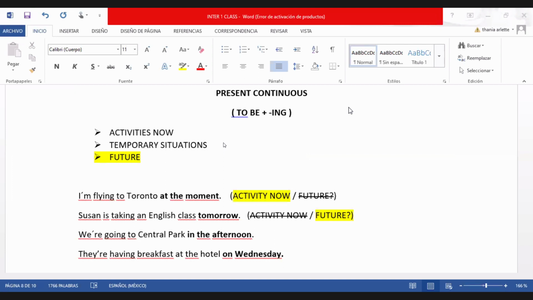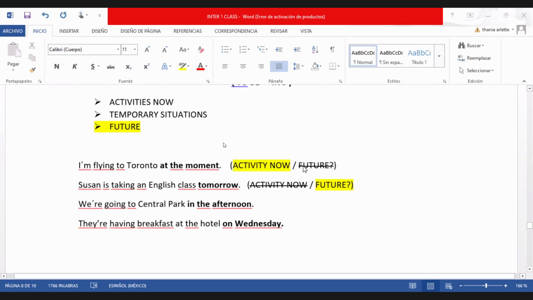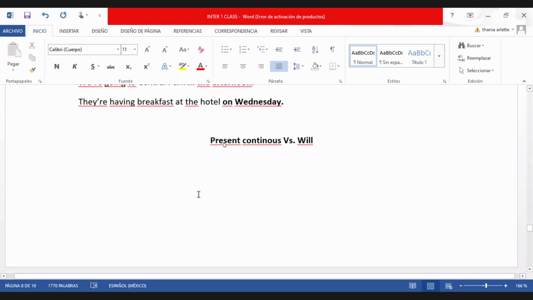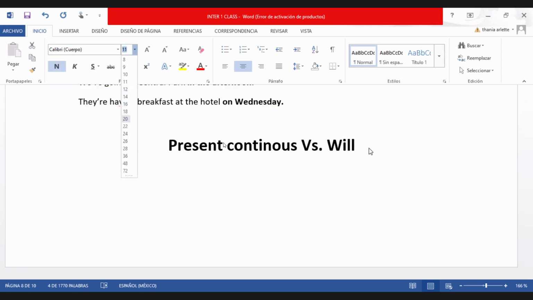Now, we are going to see what the difference between present continuous and the future will is. Present continuous versus will. What is the difference? Because we can have a section in the exam in which we will identify the correct form. So that is what we are going to check: present continuous versus will.